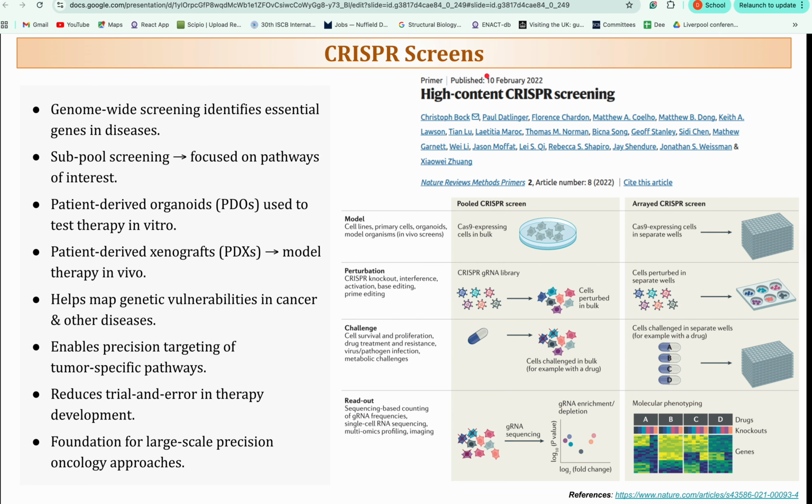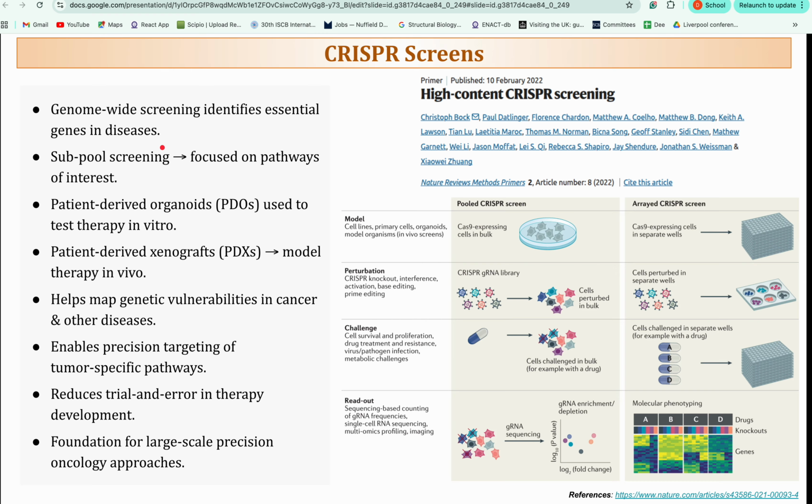And then comes CRISPR screens. So these are like genome-wide screening, which identifies the essential genes in the disease. Because whenever a person is suffering from any disease, first of all it's very important to identify which gene is responsible for the disease, because multiple genes could be responsible. So in these screens we identify those essential genes in the disease.